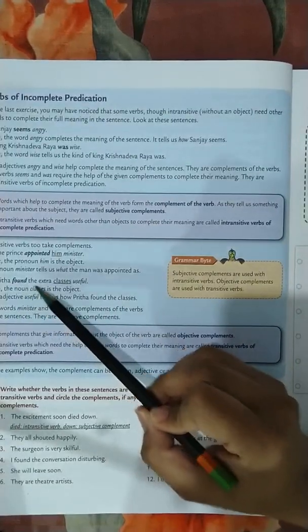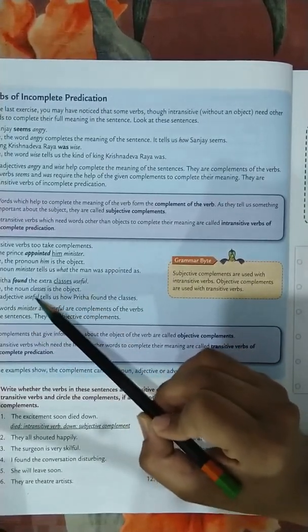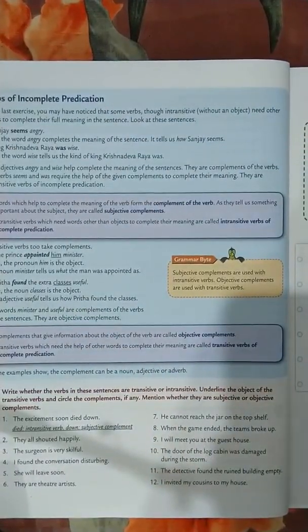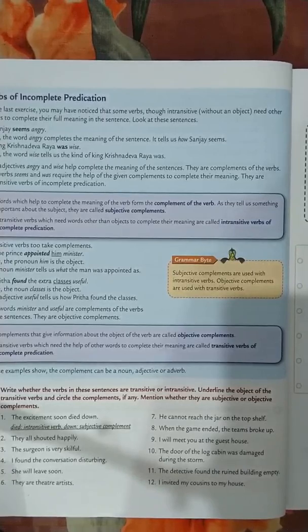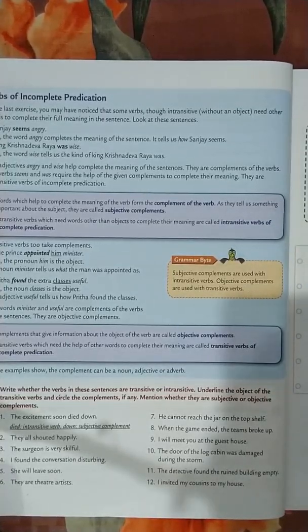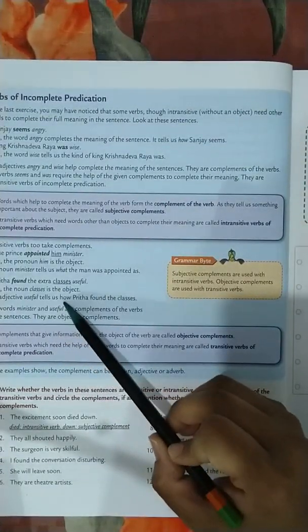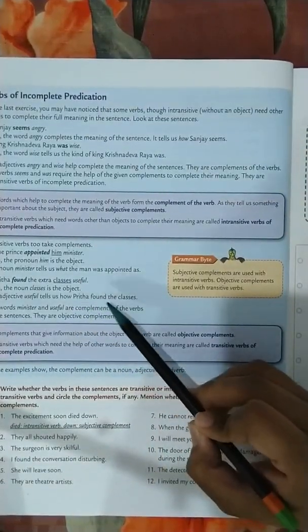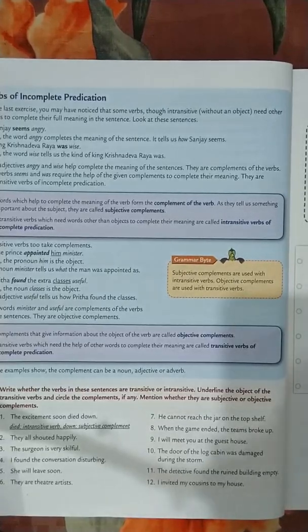Now, Pritha found the extra classes useful. Here the noun classes is the object and the adjective useful tells us how Pritha found the classes. Sometimes we say, how did you find the class? You people will say very interesting, useful, like that. So the word useful tells us how Pritha found the classes.